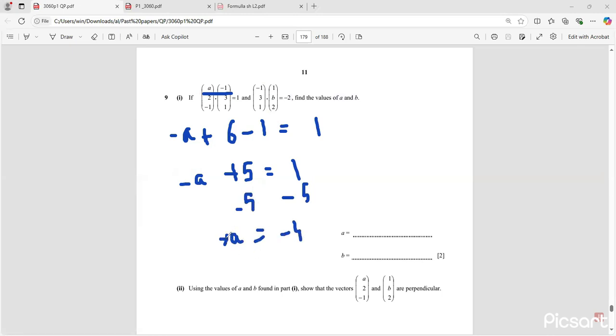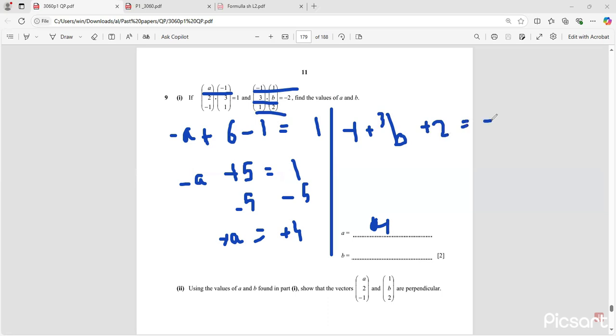So kick the negative and make it positive. So a now equals 4. And the same here. We're going to make it here like this. So negative 1 plus 3b plus 2 equals negative 2 minus 2, equals negative 4.